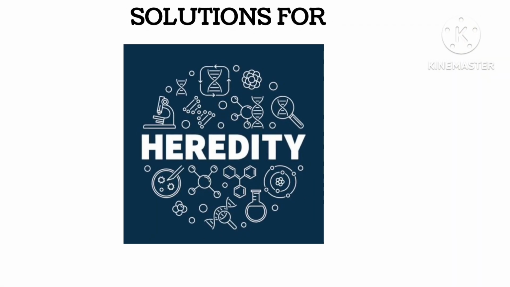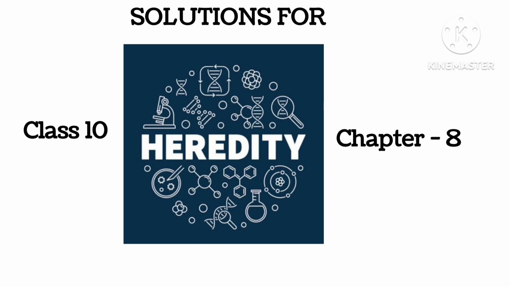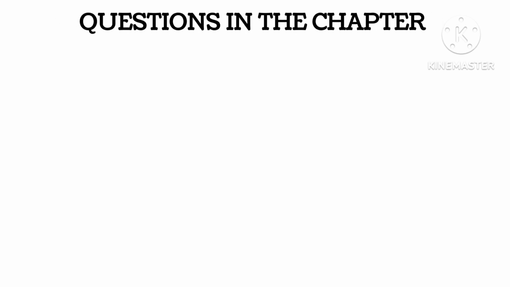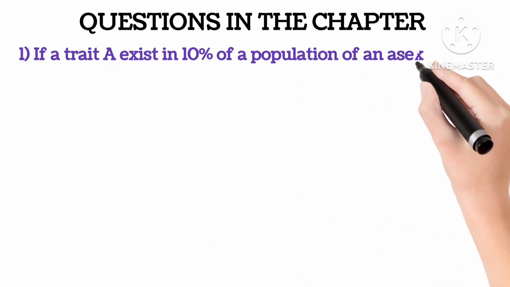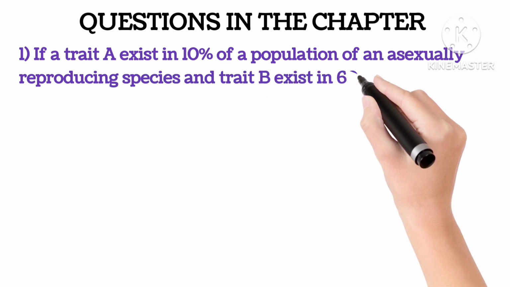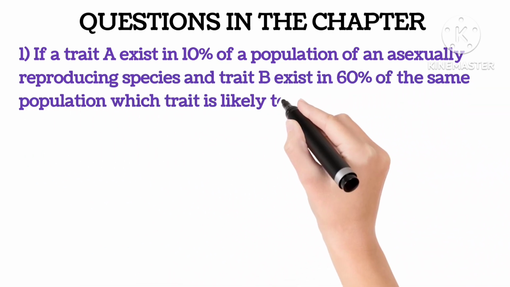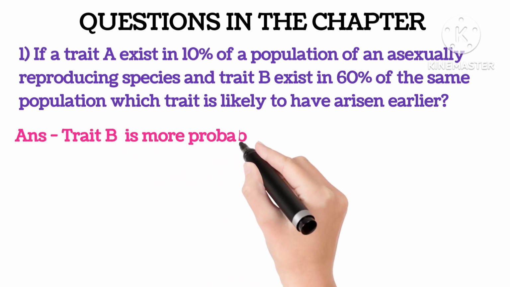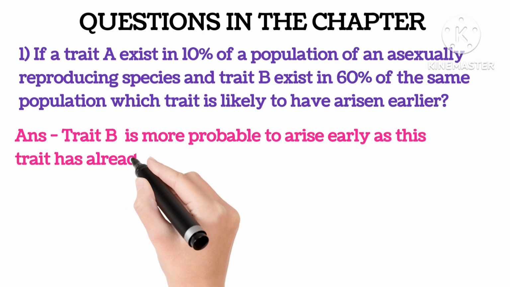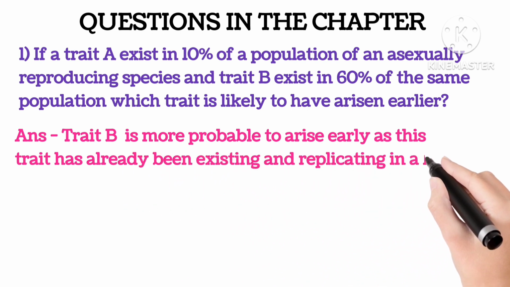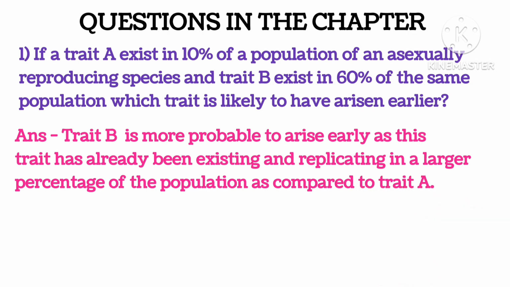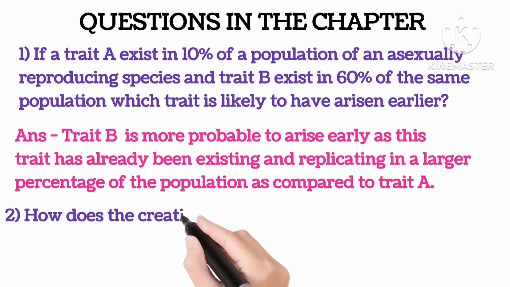Solutions for Heredity, Class 10, Chapter 8. Questions in the chapter. First, if a trait A exists in 10% of a population of an asexually reproducing species and trait B exists in 60% of the same population, which trait is likely to have arisen earlier? Trait B is more probably to arise early as the trait has already been existing and replicating in a larger percentage of the population as compared to trait A.